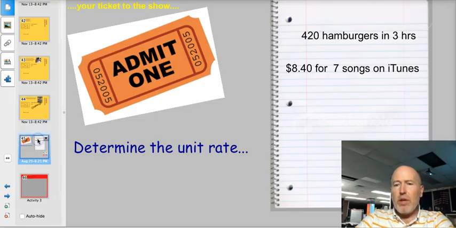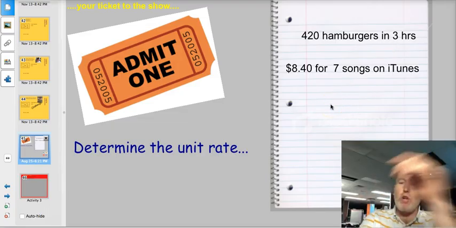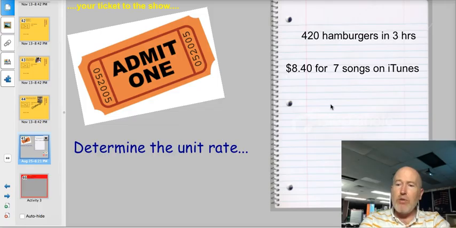All right, here are your two problems for the ticket. 420 hamburgers in 3 hours. I'd like to know what the unit rate is. How many burgers per hour? And $8.40 for 7 songs on iTunes. I'd like to know what the unit rate is per song.